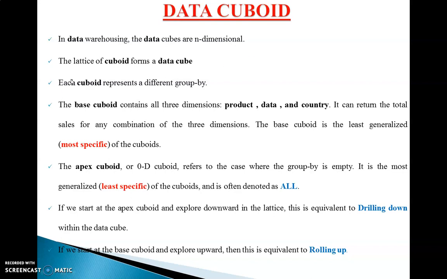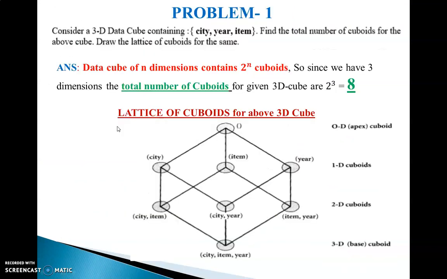Okay. So then here in data cuboid, we have something called a lattice of cuboids. Okay. So your lattice of cuboids forms a data cube. How? I will show by taking an example. Okay. Each cuboid represents a different group by. Okay, now I'll take an example.